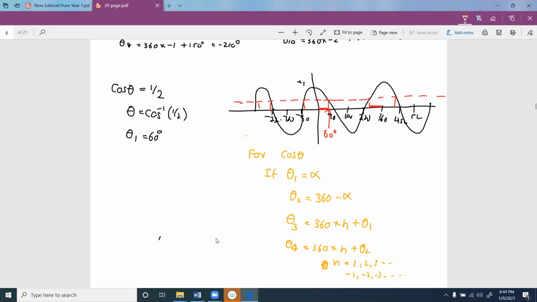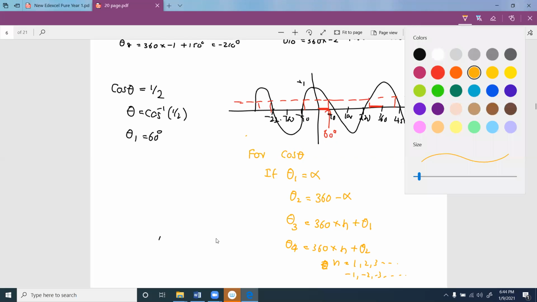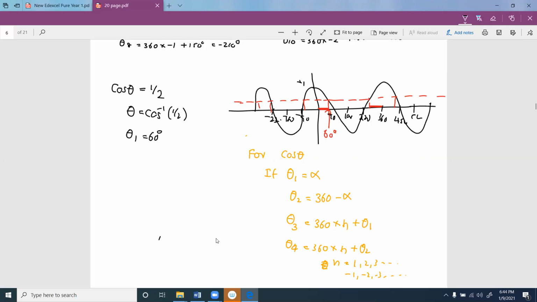Okay, then how to find this one? If we work out theta 1, theta 2 you can find by 360 minus the first angle. That works out to how much? 300. The second angle is 300. If you want to get theta 3, it's 360 into 1 plus the first angle, 60. That is 420. Then theta 4.